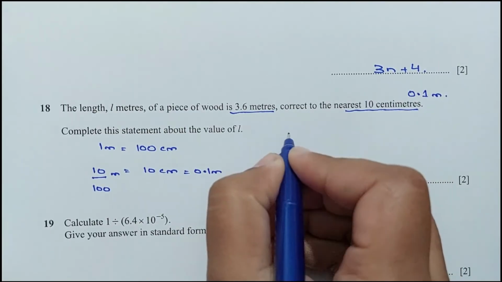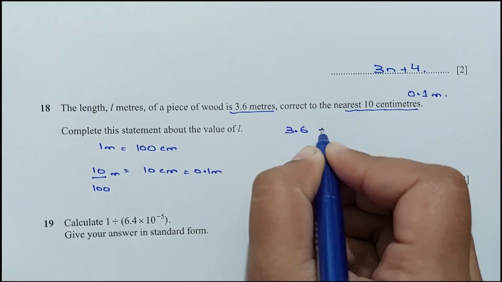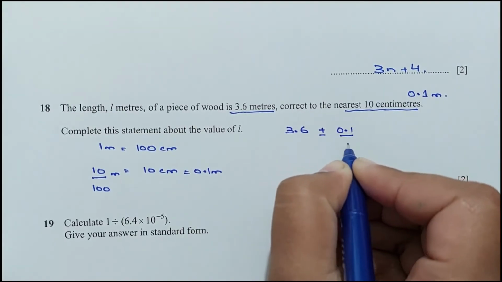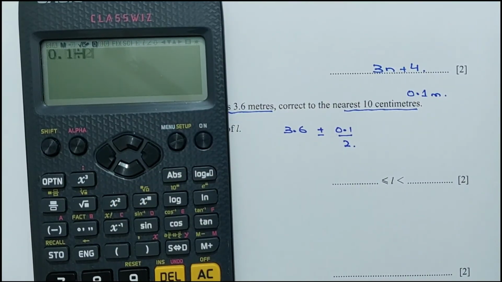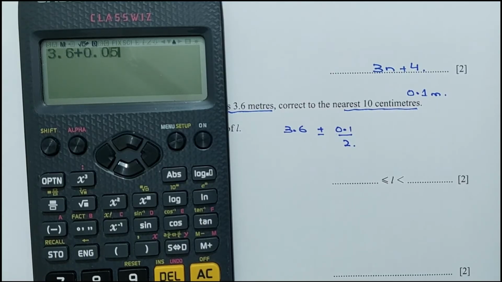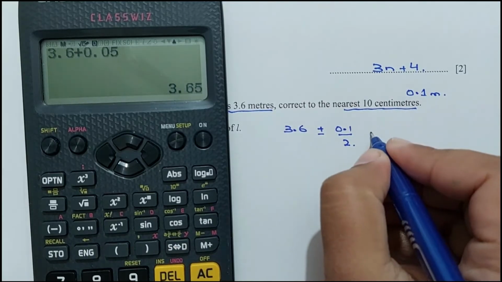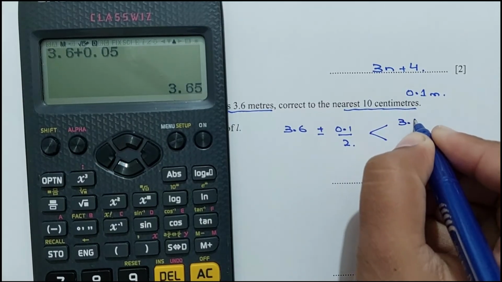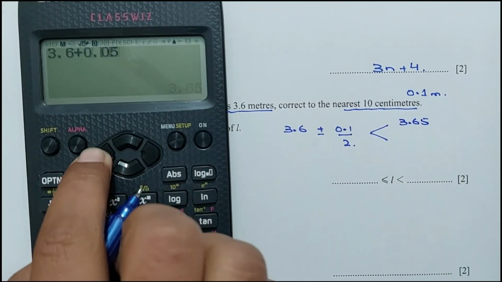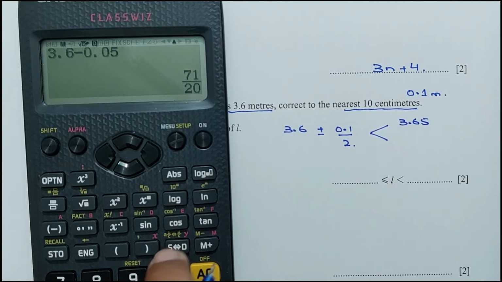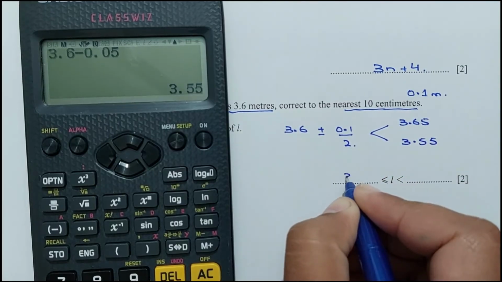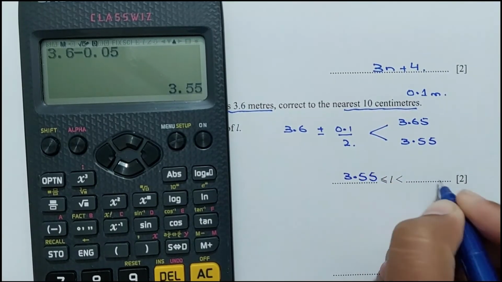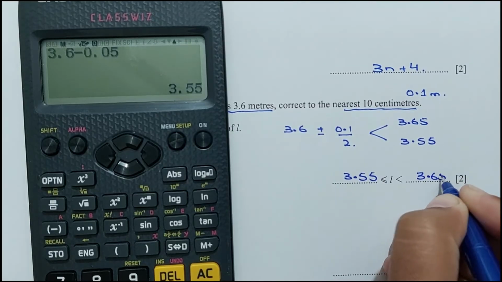So we have to find the upper and lower bound. So to 3.6 we have to add and subtract 0.1 divided by 2 basically, right? So 0.1 divided by 2 is 0.05, right? 3.6 add 0.05 is 3.65, and 3.6 subtract 0.05 is 3.55. So the value is between 3.55 and 3.65, right?